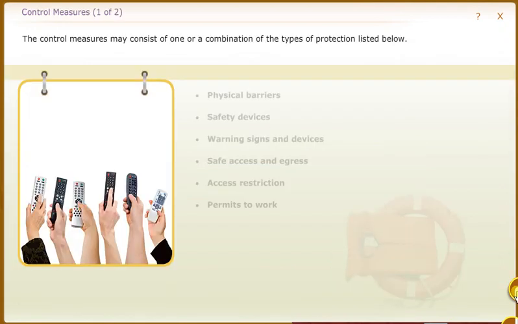Having performed the evaluation, the next part of the process should be to identify the methods of protection that are employed to avoid harm or mitigate the risk to persons or property, and to decide whether they are adequate in controlling the risk or not. The control measures may consist of one or a combination of the types of protection listed below.